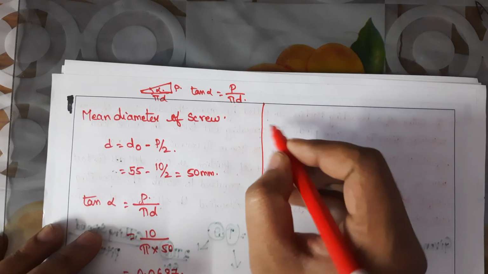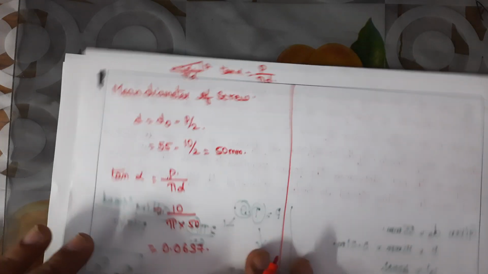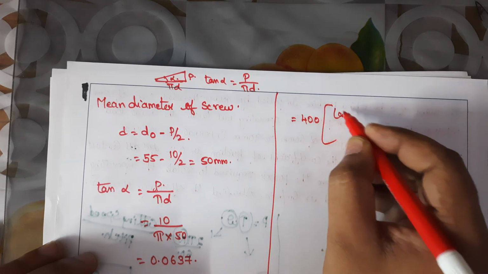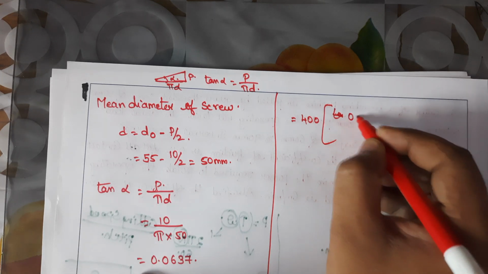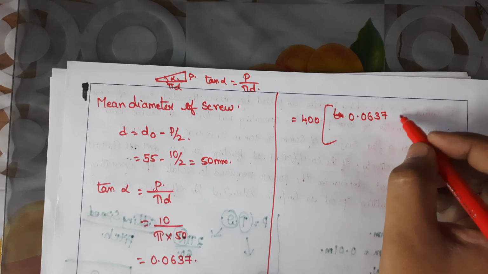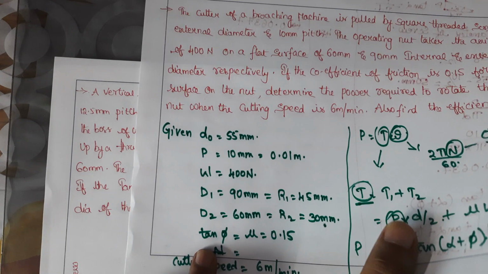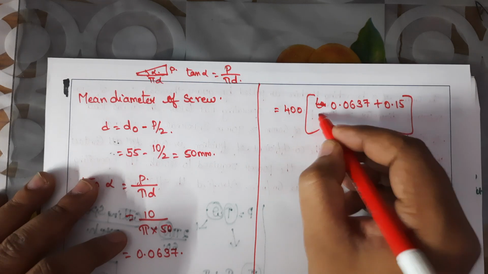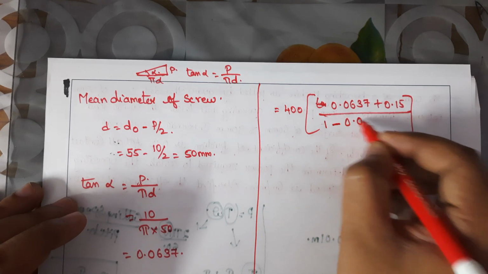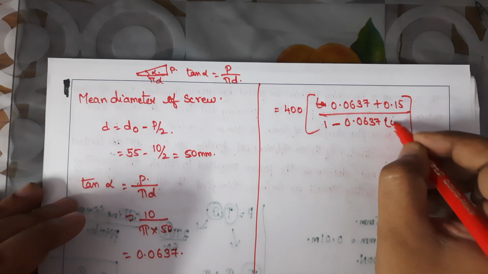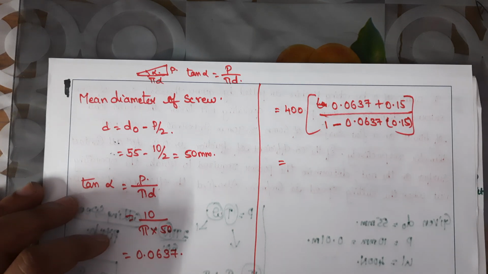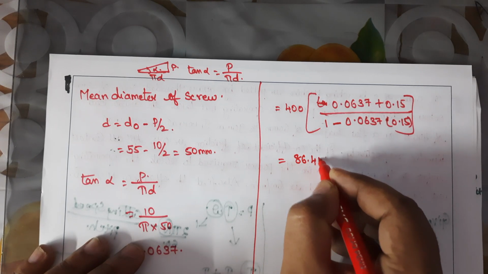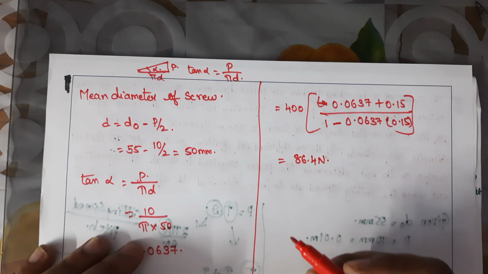W in the question he has mentioned as 400 newtons, so 400 into tan alpha, which we have got as 0.0637, plus tan phi, which in the question itself he has mentioned as 0.15, by 1 minus 0.0637 into 0.15. Just tell me the answer now. I have got an answer of 86.4 newtons.